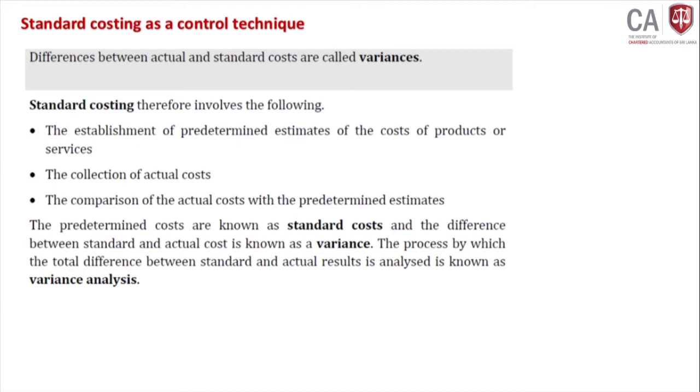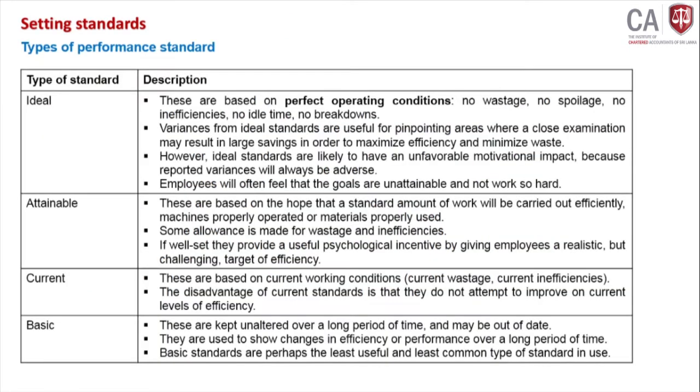Variance analysis. The predetermined costs are known as standard cost, and the difference between standard and actual is known as variance. The process by which total differences between standard and actual results are analyzed is known as variance analysis. That's a subtopic of chapter number 5, that we have done during the previous webinar series.